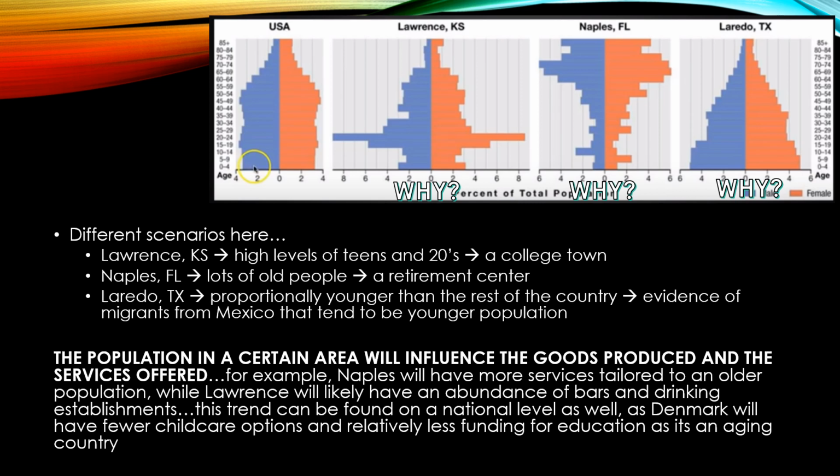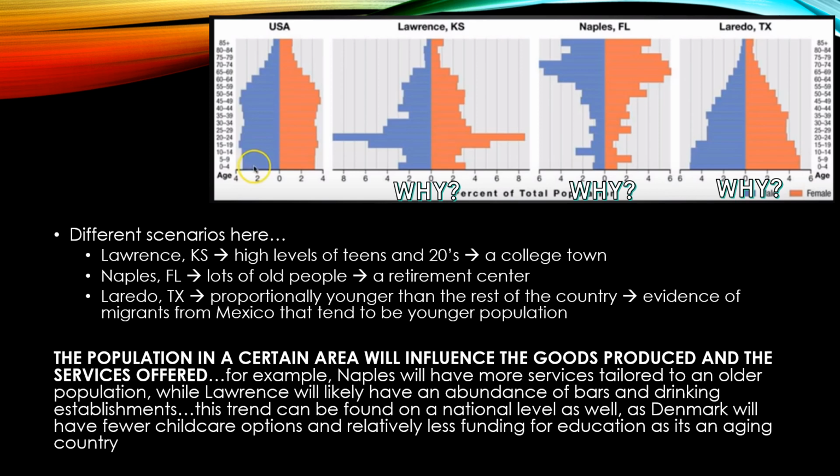Laredo, Texas. It is proportionally younger than the rest of the country. You're not going to see this population pyramid much in the U.S. because this is evidence that migrants from Mexico have come into Laredo, which is a border town, and we know that most often migrants are going to be in the younger ages, not so much up here, but they're going to be more down in here, right? Single adults, and then they may bring their kids with them. So again, the population pyramid could tell the story of whatever is going on in that area.